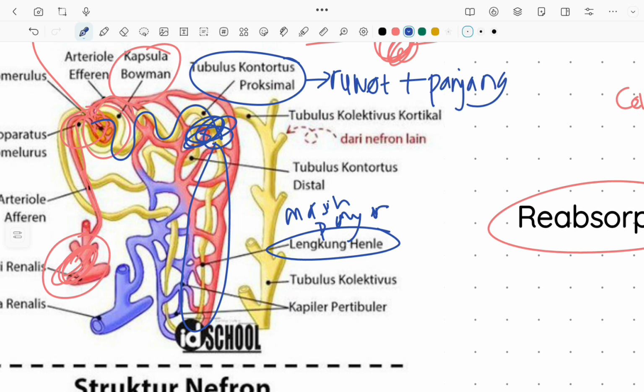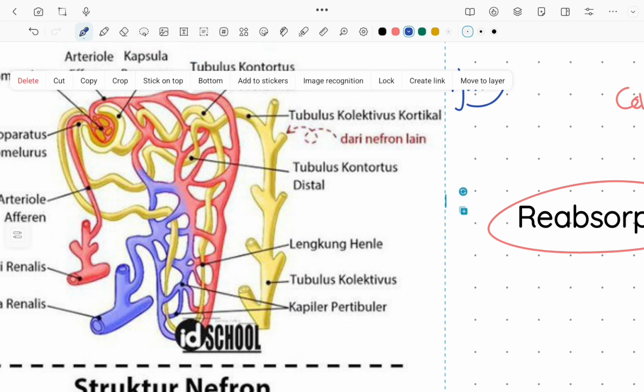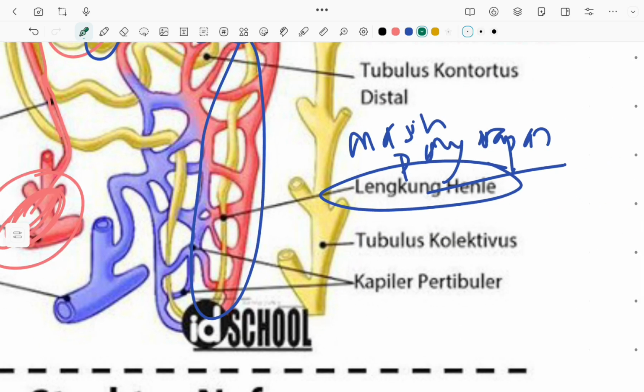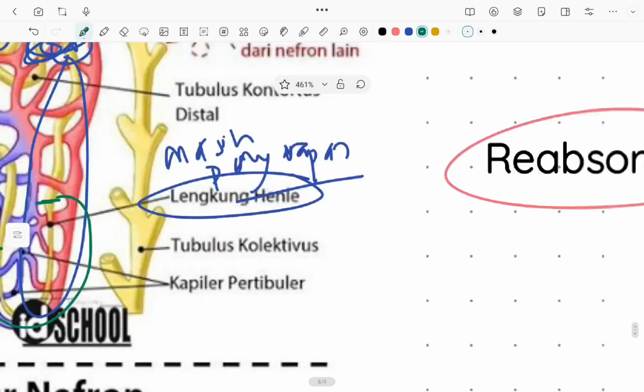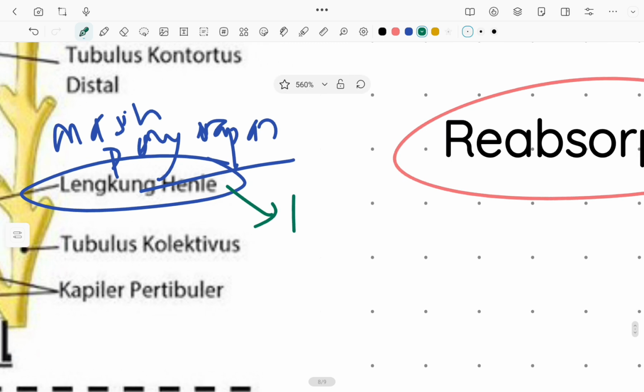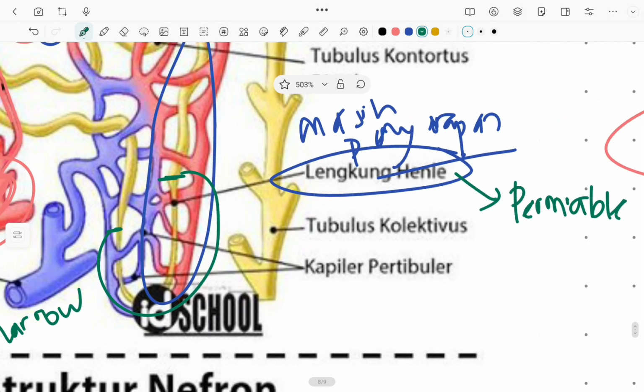The lower part of the loop of Henle narrows to slow down the flow of the filtrate, conserve energy, and maximize passive exchange of water and ions. The loop of Henle is also permeable. So what does permeable mean? Permeable Henle's loop means that certain parts of the loop allow certain substances, water or ions, to pass through.